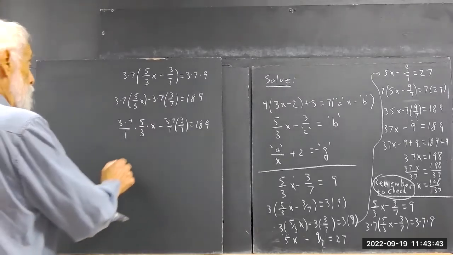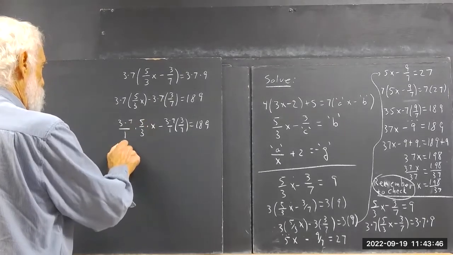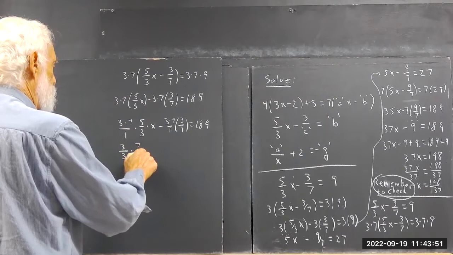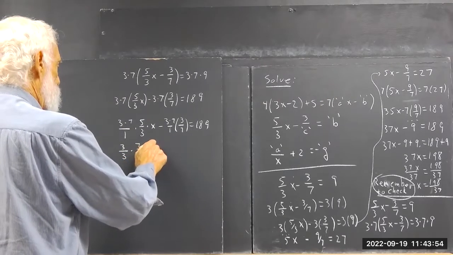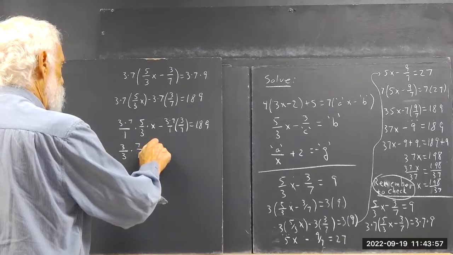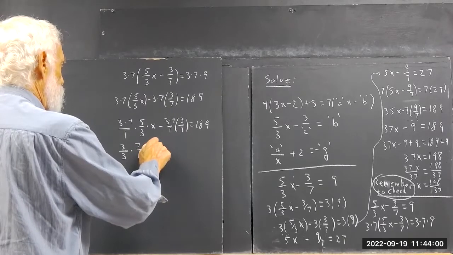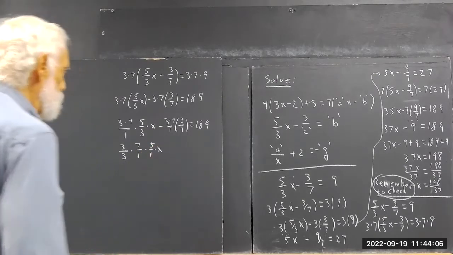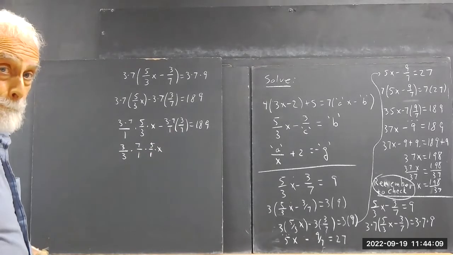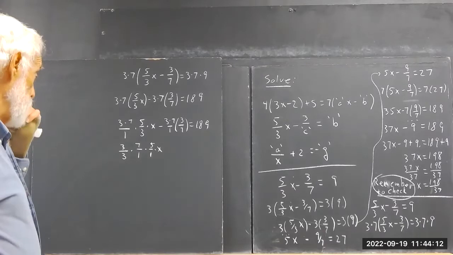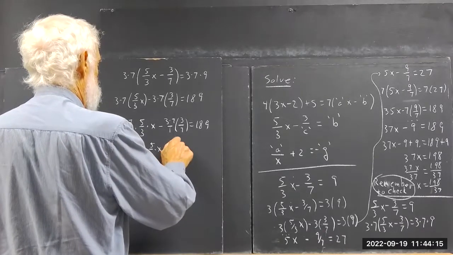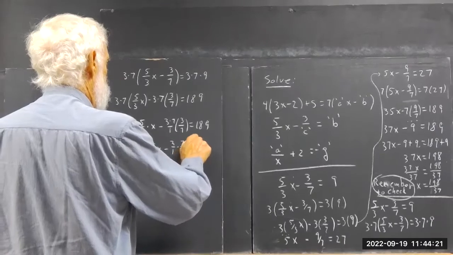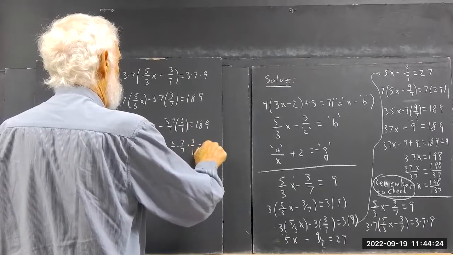Okay, so you can rearrange this. This is the same as 3 over 3 times 7 over 1 times 5 over 1 times x. I'm debating whether I really wanted to write it that way, but yeah. Okay. And then this is minus 3 over 1 times 7 over 7 times 3 over 1. That's 189.